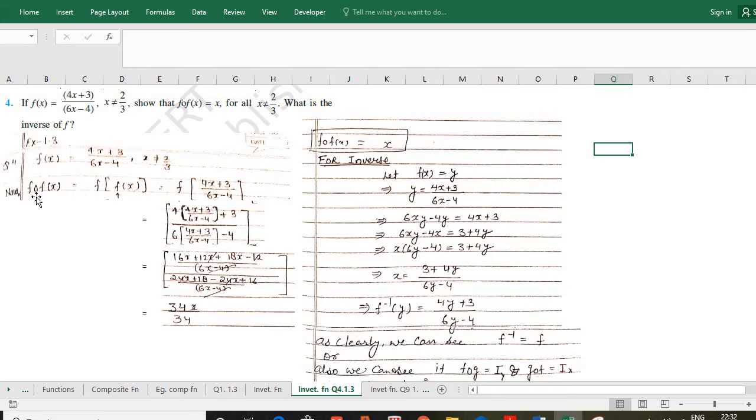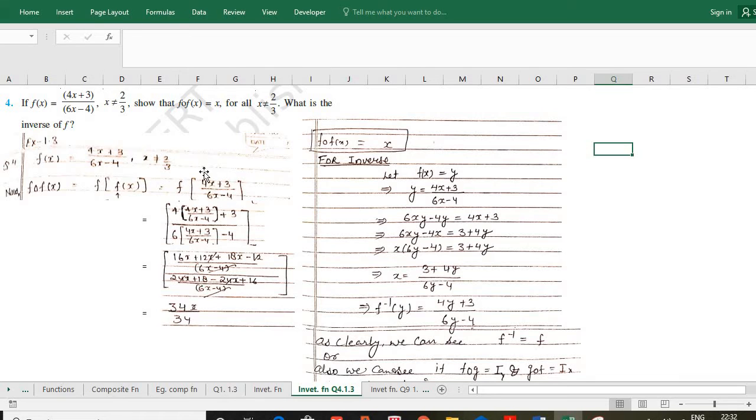Now we apply the definition of composite function. We will apply this function first. So we apply f x here, then the f x value from the definition of the function, we read it, and here we put.